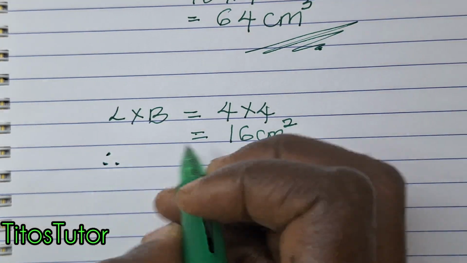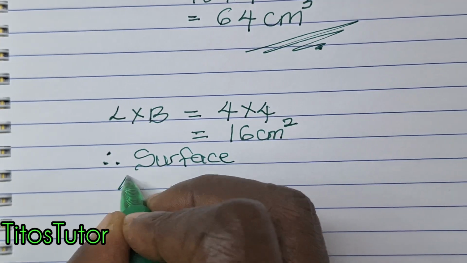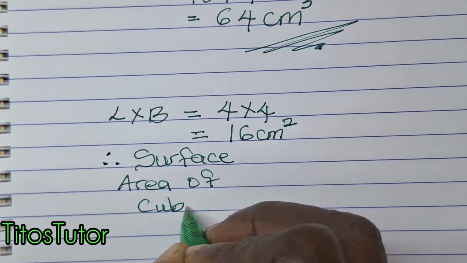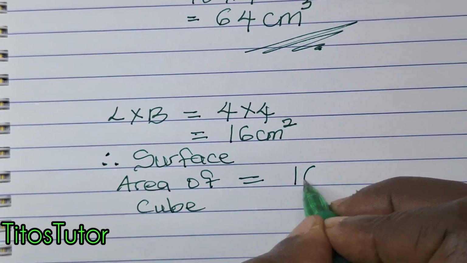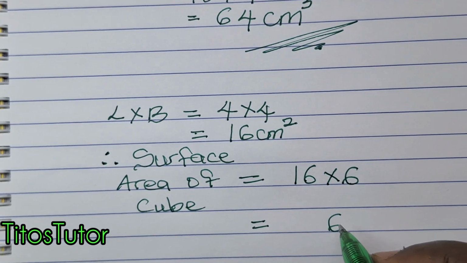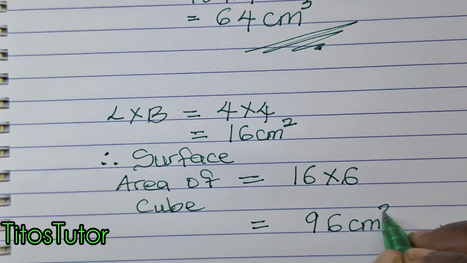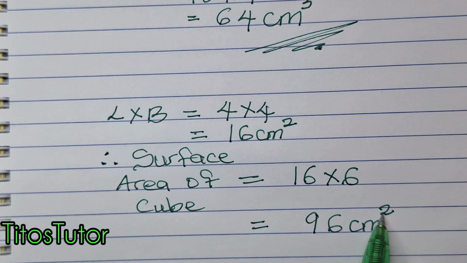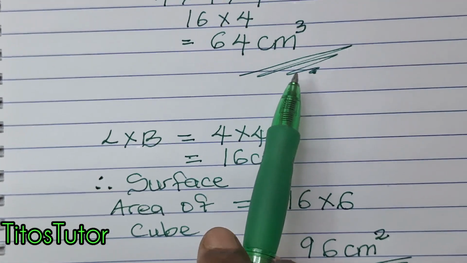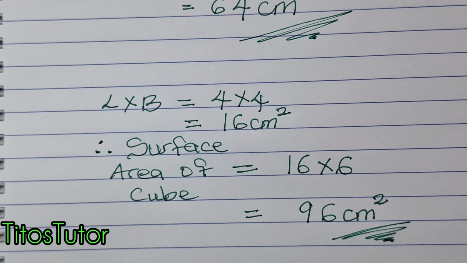Therefore, surface area of cube equals 16 times 6. Let's go. 96 cm squared. Area is measured in square units, while volume is measured in cubic units. And you are done.